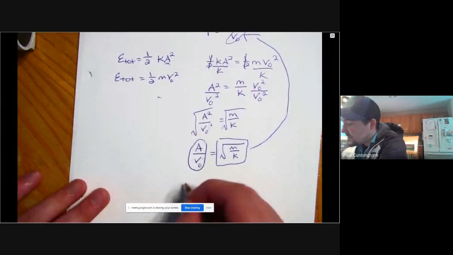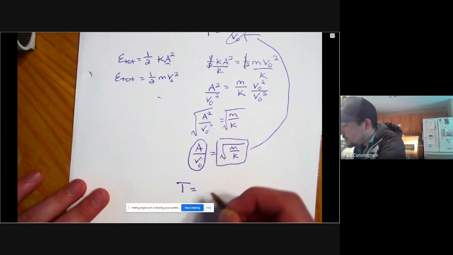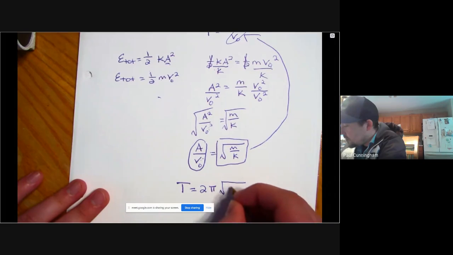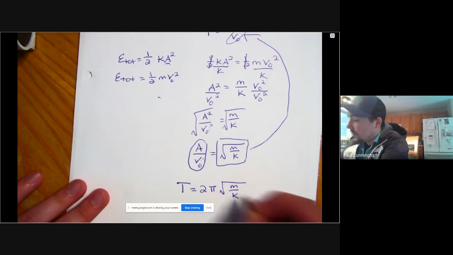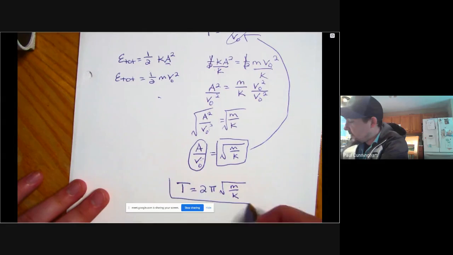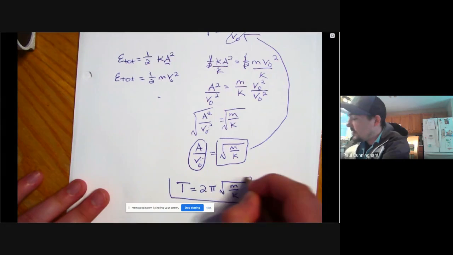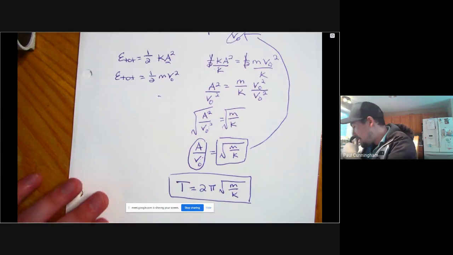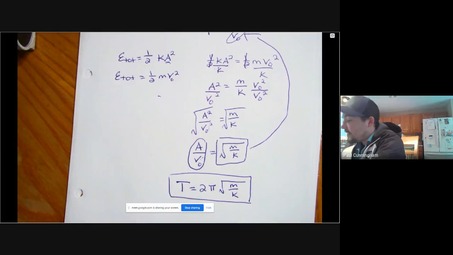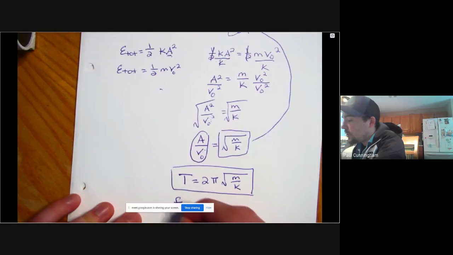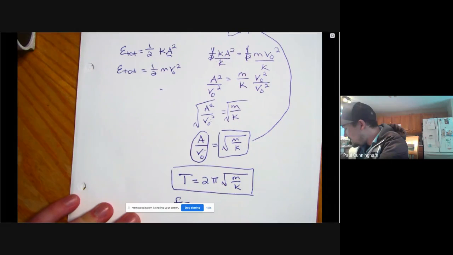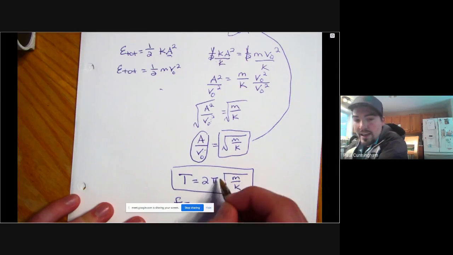So what is our formula? T equals 2 pi times the square root of m over k. I know we got a square root in there, and that can be scary, but don't be afraid of that. Okay, so that's our first formula. For frequency, it's really just 1 over all of this.